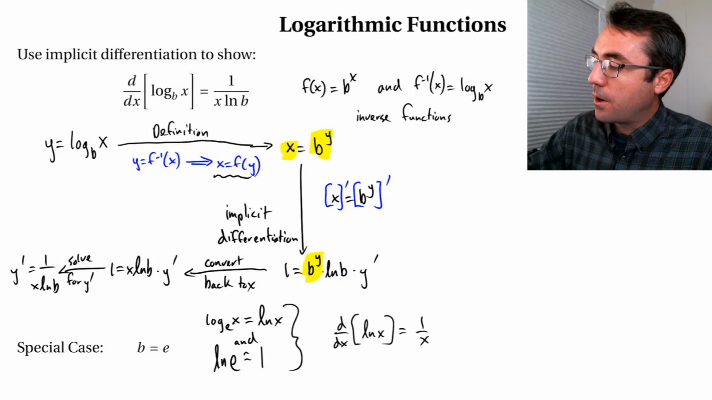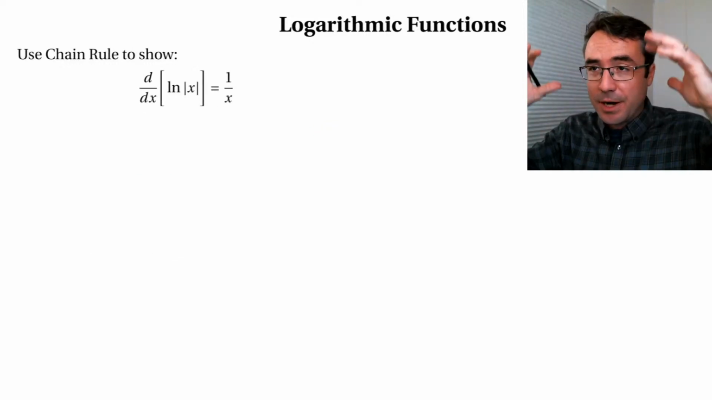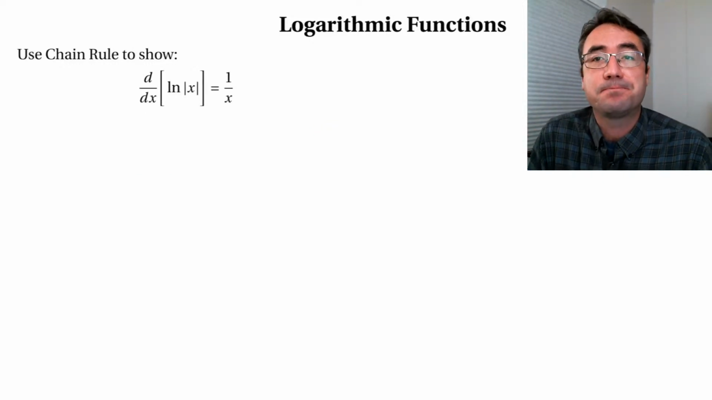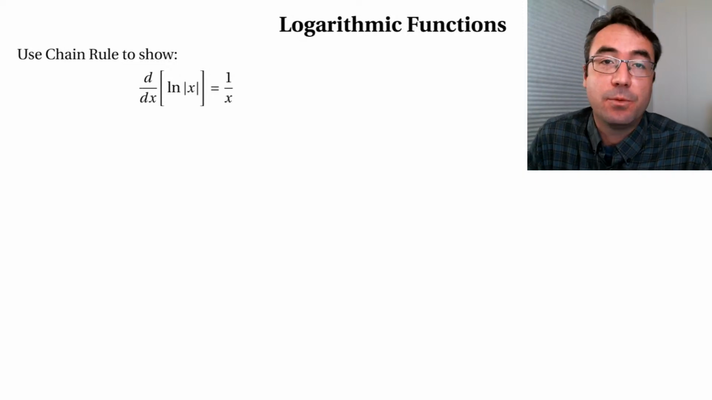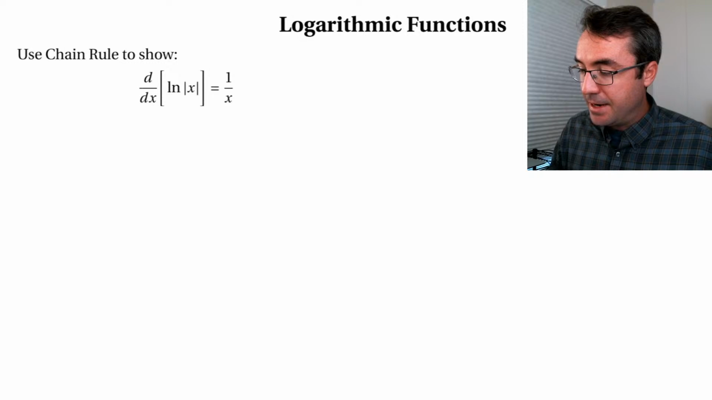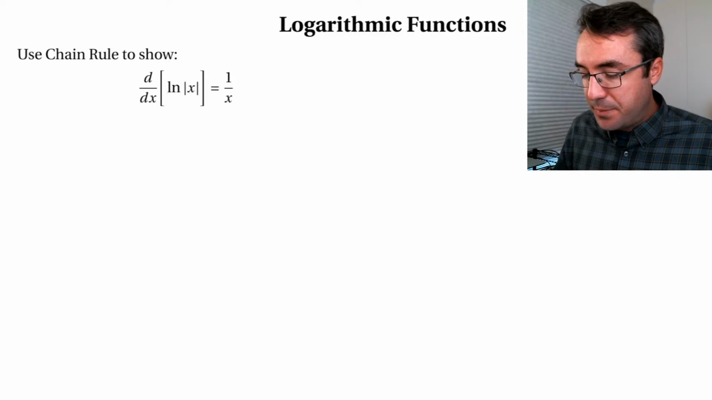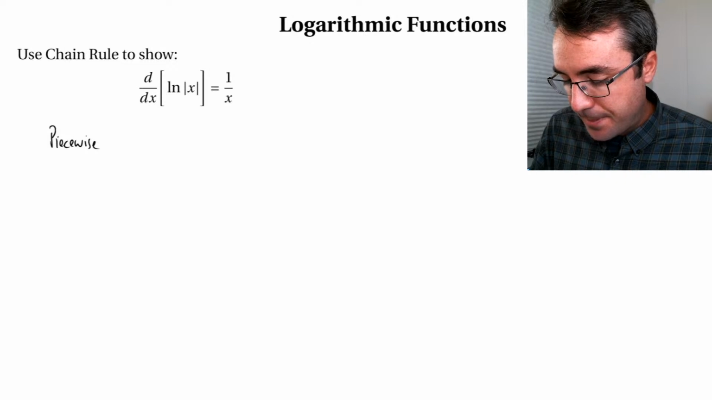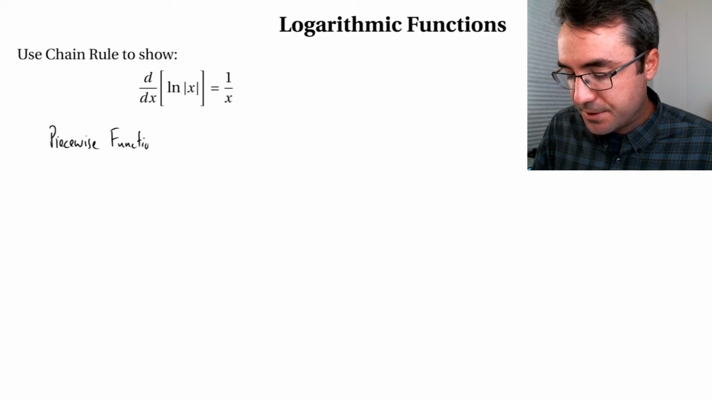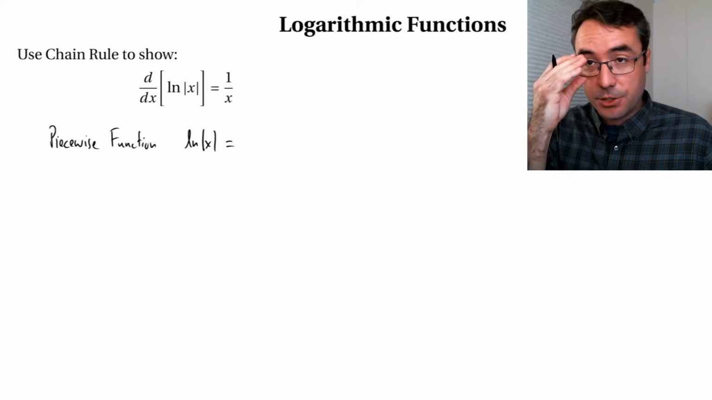All right, let's try one more just to kind of round out our process here of showing all of those elementary form derivatives. So here we're going to show that the derivative of the natural log of absolute value x is also equal to 1 over x. And as soon as we start seeing an absolute value sign, we have to think piecewise function. So the technique here is we're going to rewrite this natural log of absolute value x as a piecewise function.